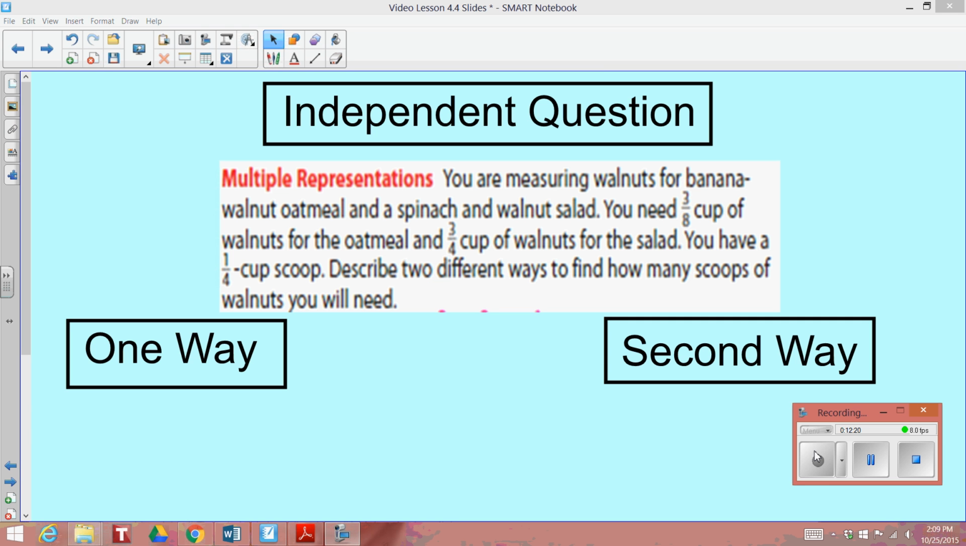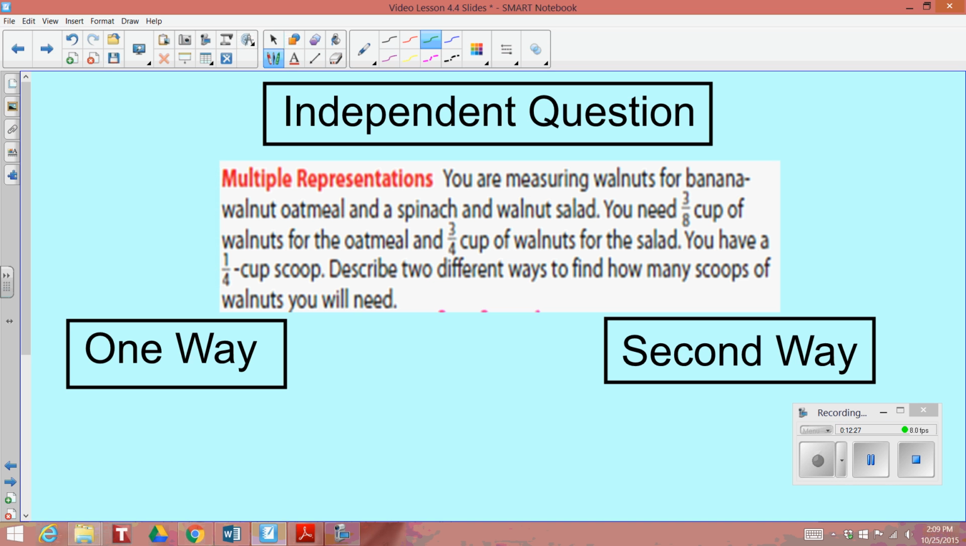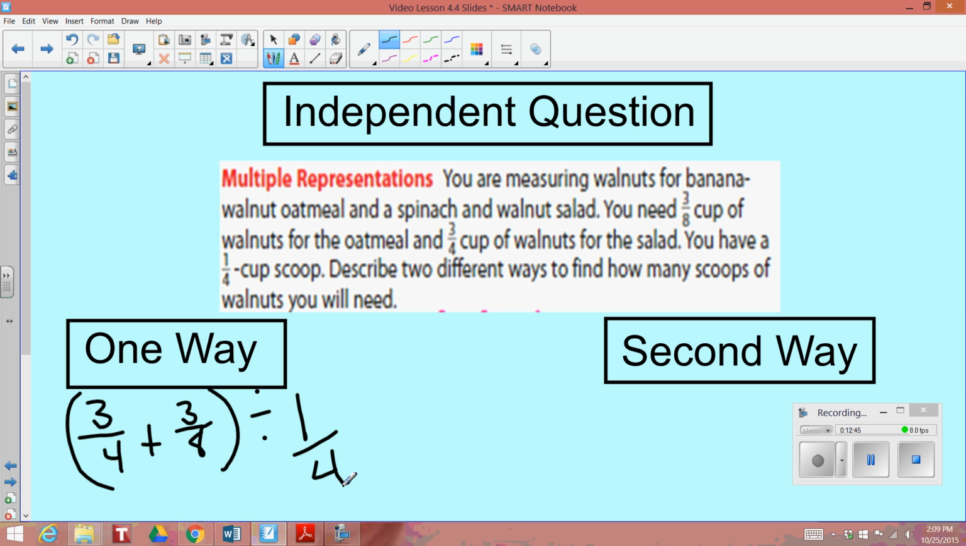Now, the one way that we can do this is you can take the 3/8 that you need for the oatmeal and the 3/4 cup for the salad and add them together. So one way is to say 3/4 plus 3/8. You can add those up together to find the total amount that you need, and then you can divide it by the 1/4 cup scoop.